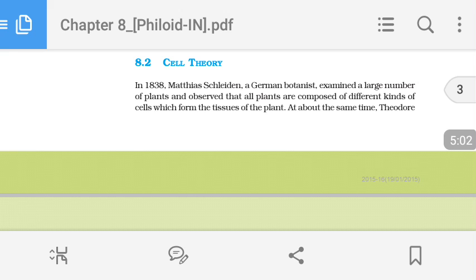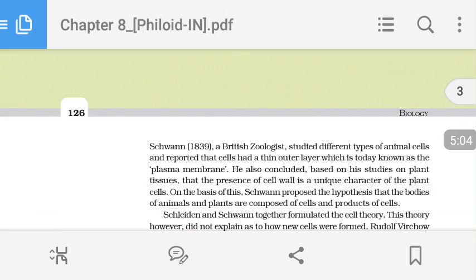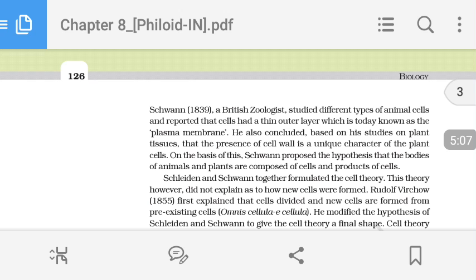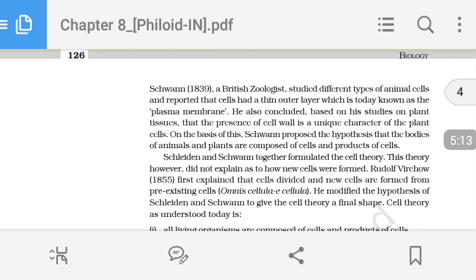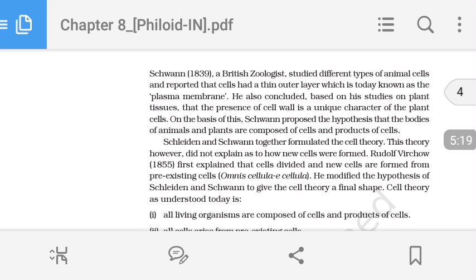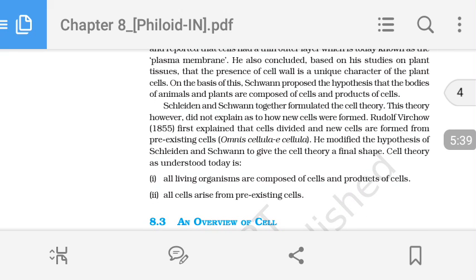All about the same time, Theodore Schwann in 1839, a British zoologist, studied different types of animal cells and reported that cells had a thin outer layer which is today known as the plasma membrane. He also concluded, based on his studies on plant tissues, that the presence of cell wall is a unique character of the plant cells. On the basis of this, Schwann proposed the hypothesis that the bodies of animals and plants are composed of cells and products of cells. Schleiden and Schwann together formulated the cell theory. You have to remember this fact.